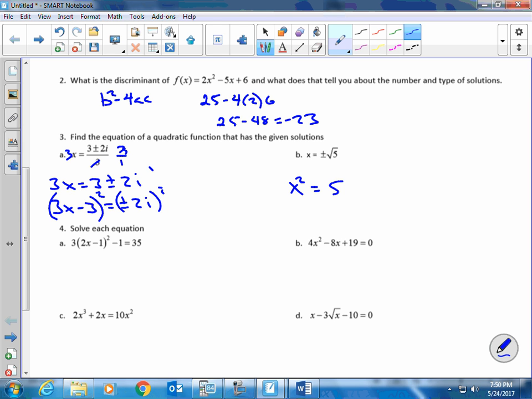Right? x squared equals 5, because you get plus and minus. So x squared minus 5 equals 0, or equals y. Wasn't so bad. All right. Number 4.